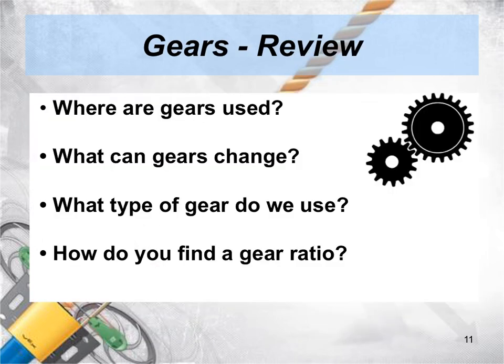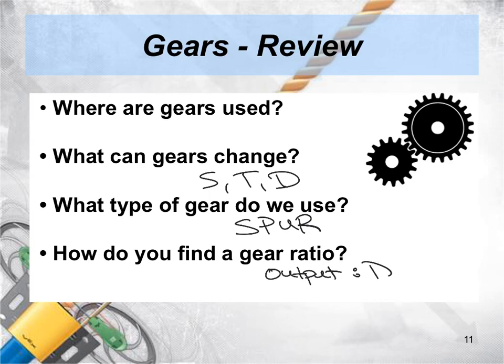So let's wrap it up with a quick review. Where are gears used? We've talked about that quite a bit. Gears can change speed, torque, and direction. We talked about how the gears that we are using are called spur gears. And we talked about how to find a gear ratio. We compare the output gear to the driver gear. Remember, the output gear is the one attached to the wheel, and the driver gear is attached to the motor, and we want to make sure that we reduce.